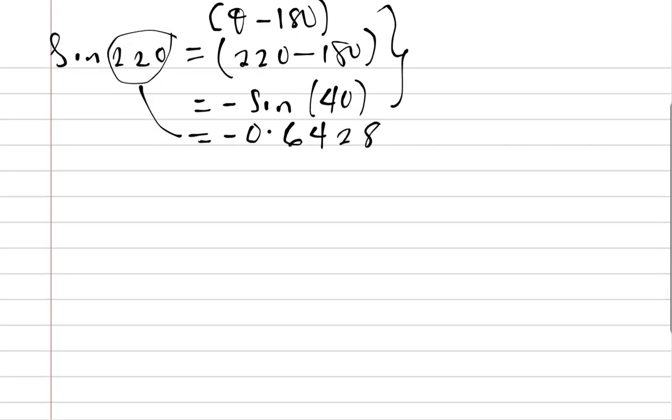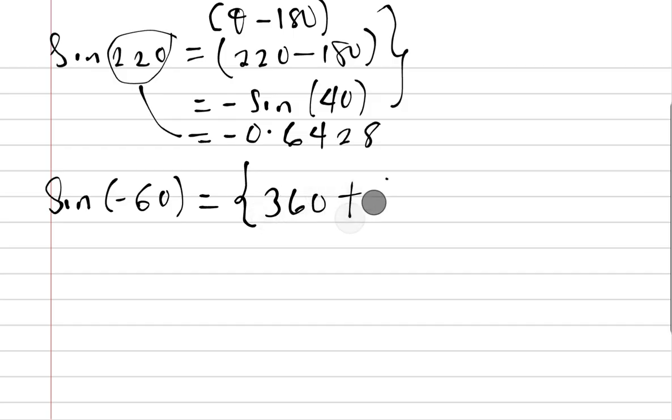Sine minus 60. Look at it. Now if you want to do this, you can see that this is a negative angle. So if you want to do it for negative, the formula you are going to be using is 360 plus theta. Or you say theta plus 360.